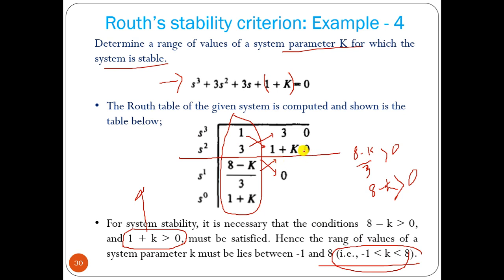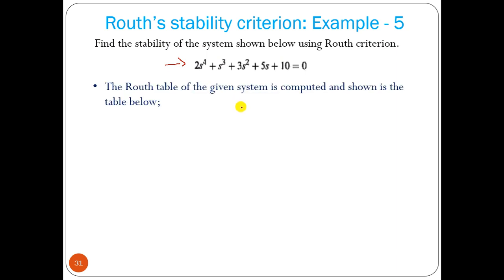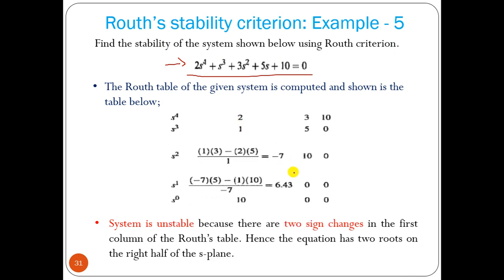Now we can solve another problem. We have to find the stability of this one. This is a fourth order system, so we didn't derive any condition for that. So let us find out directly using the Routh table. So the Routh table is this one. Alternately you have to put the coefficient values 2, 1, 3, 5, 10. This one should be 0 because we don't have any other coefficient.